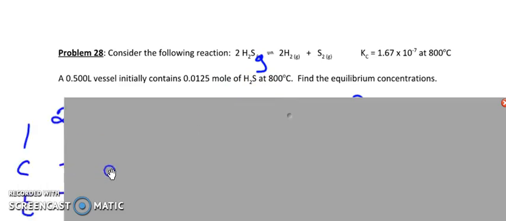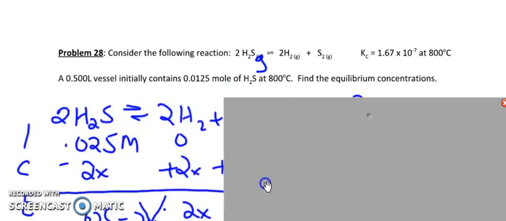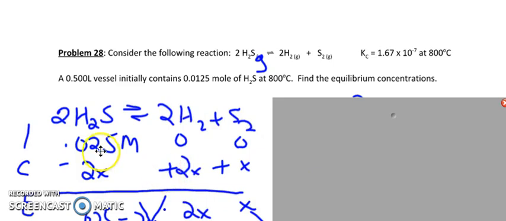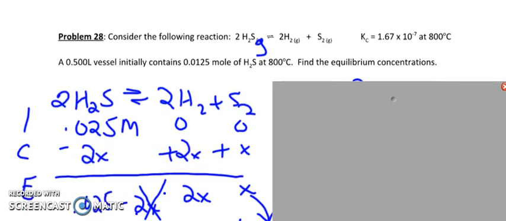So when I do the ice table, you notice what I get here. Where did my 0.0125 go? Well, I converted moles into molarity. And then again, I have minus 2x, plus x. And then notice, what can I do to this 2x here? When I go 0.025 minus 2x, I can cross it out. Why? Because my value up here is quite large.